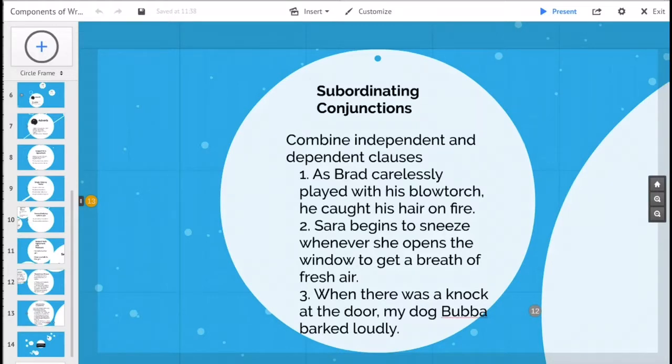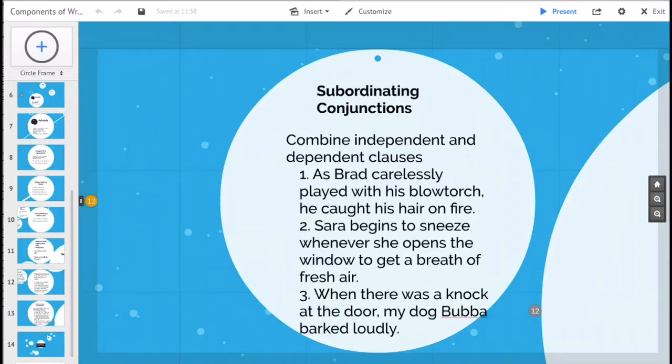So let's look at our examples that we have here. As Brad carelessly played with his new blowtorch, he caught his hair on fire. So the word that connects the two parts of the sentence is the first word, the word as, because without it, you couldn't put a comma after torch and have that be a sentence. Second one: Sarah begins to sneeze whenever she opens the window to get a breath of fresh air. In this case, whenever would be the subordinating conjunction.